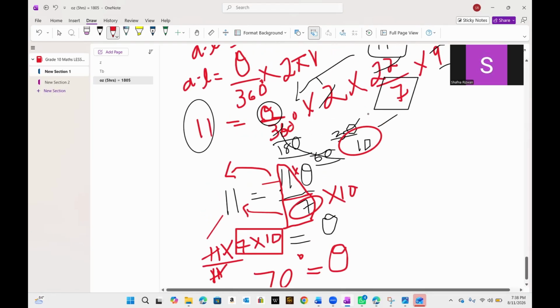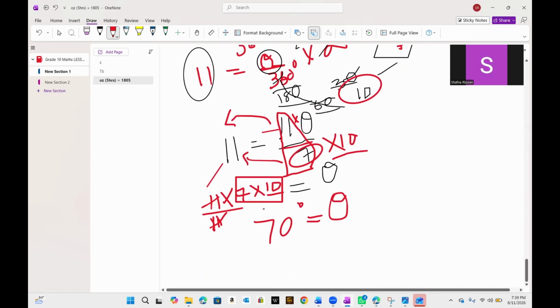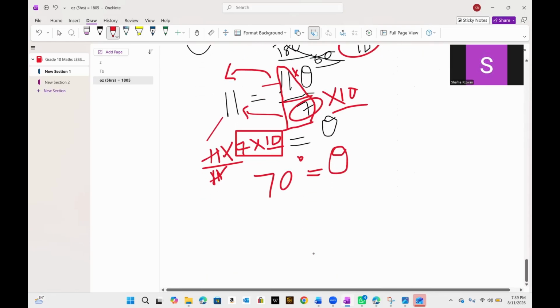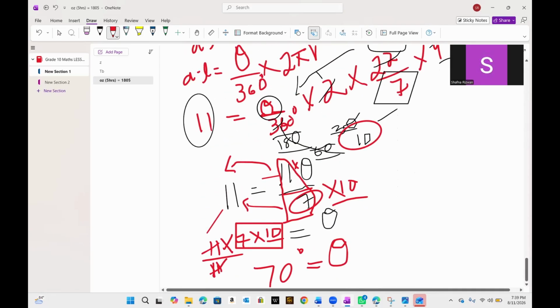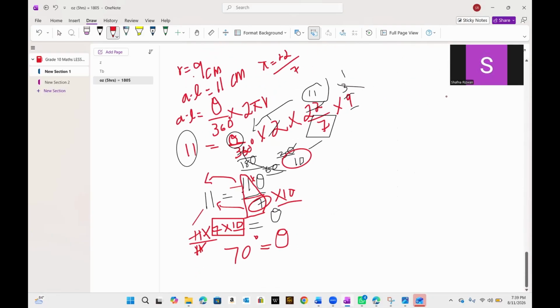Did you understand? We forgot this 10, that's the reason. It was here in the bottom. I didn't see it, so I didn't put that 10. Now I did. So when I'm taking it to the other side, this 10 will go here, and when I cancel, 7 into 10 will give you 70 degrees. So your answer is 70 degrees. Did you understand? See this?